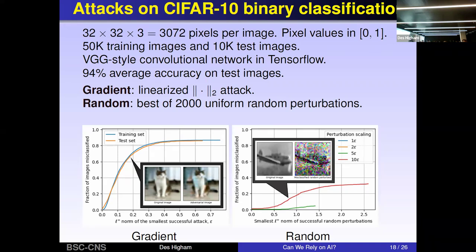Here's an example at around maybe 0.18. So this is the original image. These are low resolution images, and this type of perturbation is enough to cause it to get misclassified. So that's using the best attack in terms of gradients.